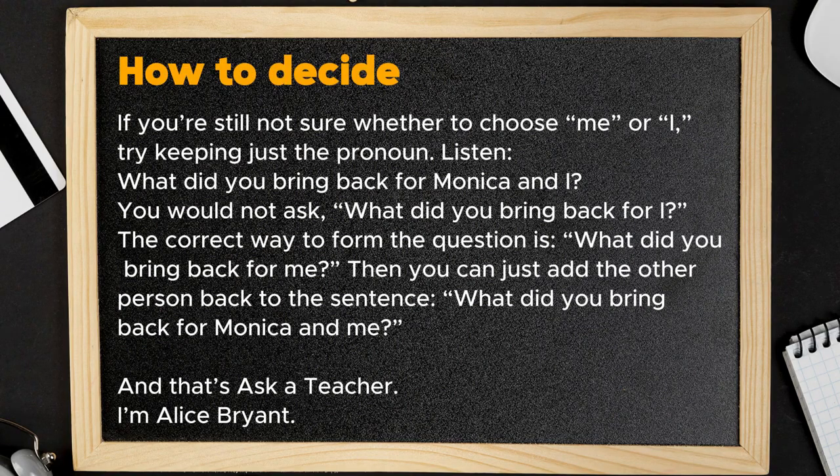If you're still not sure whether to choose me or I, try keeping just the pronoun. Listen. What did you bring back for I? You would not ask, what did you bring back for I? The correct way to form the question is, what did you bring back for me? Then you can just add the other person back to the sentence. What did you bring back for Monica and me?